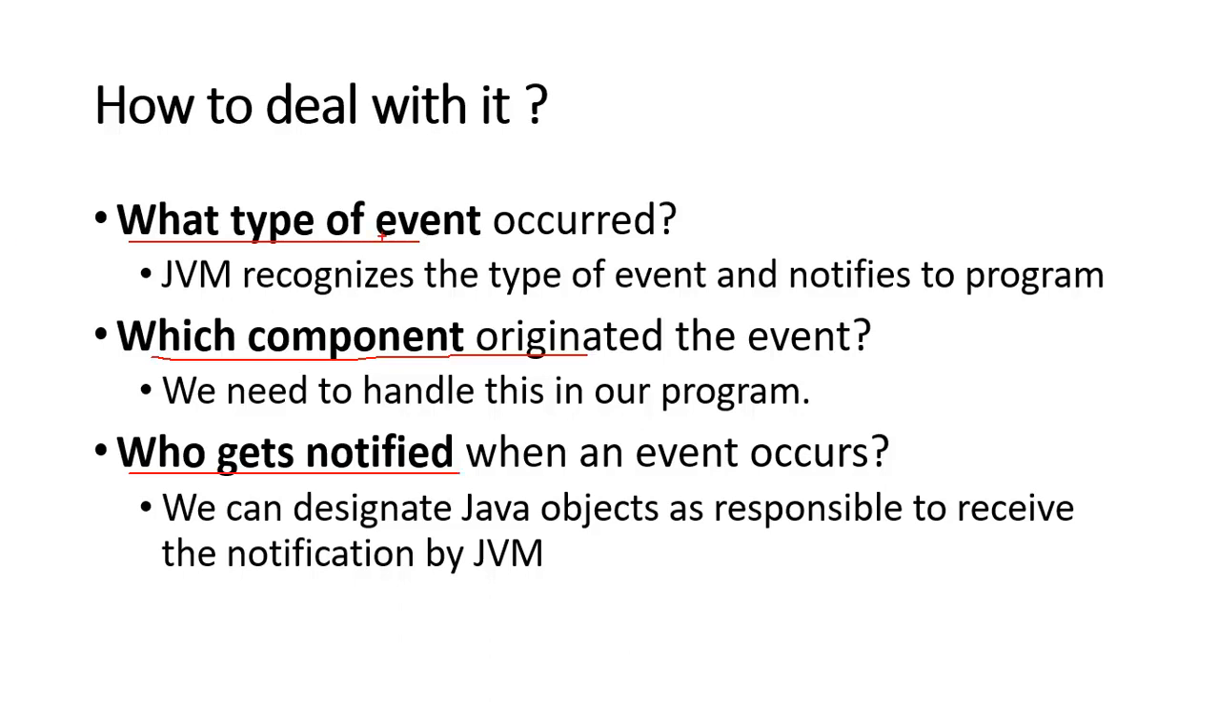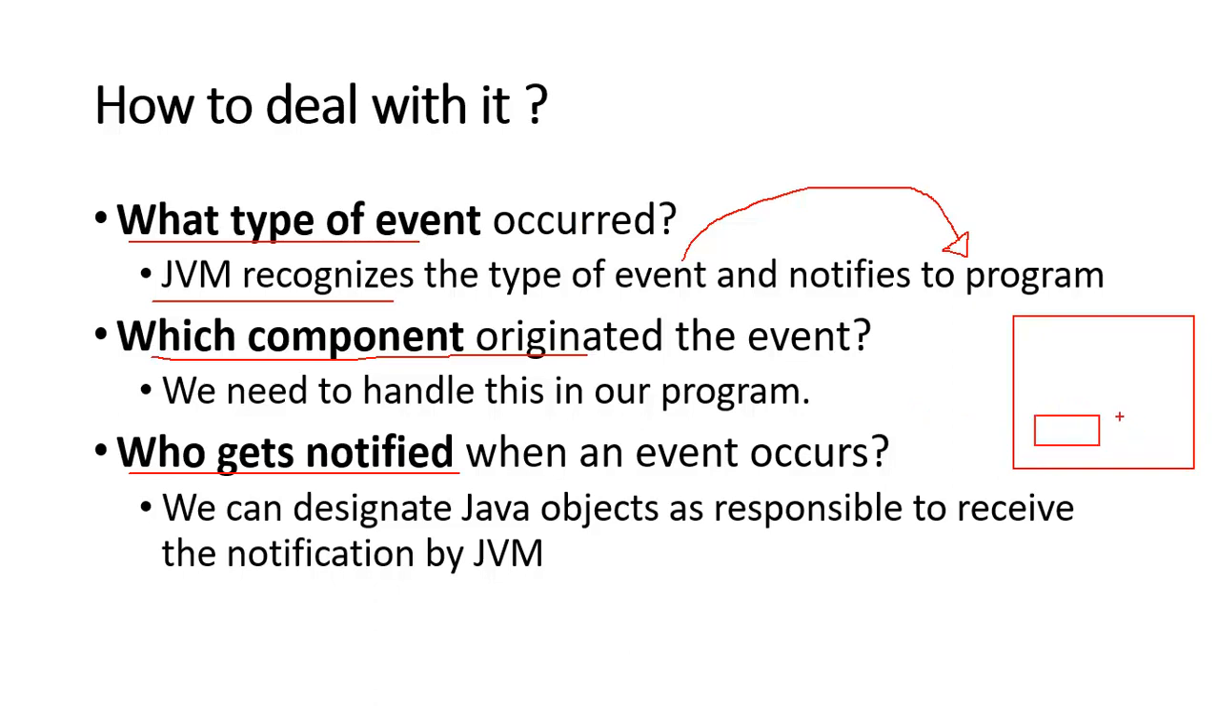Fortunately, when an event occurs, the Java virtual machine recognizes that event, and it's going to notify our program that a particular event has occurred. So we don't need to bother about the occurrence of the event. As the user interacts with our GUI application, they may click, they may select, they may do something. Whatever action the user has taken, the Java virtual machine, that is JVM, will recognize that action and will notify our program about that action.